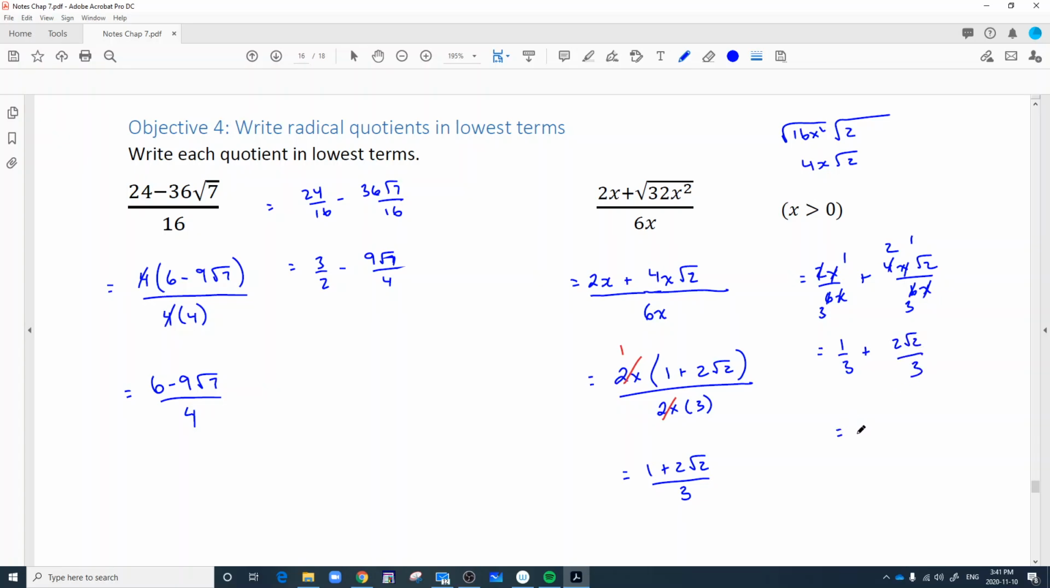So there you have a common denominator of 3, and you can write it as 1 plus 2 root 2. All right, go and give those questions for the last section of 7.5 a go.